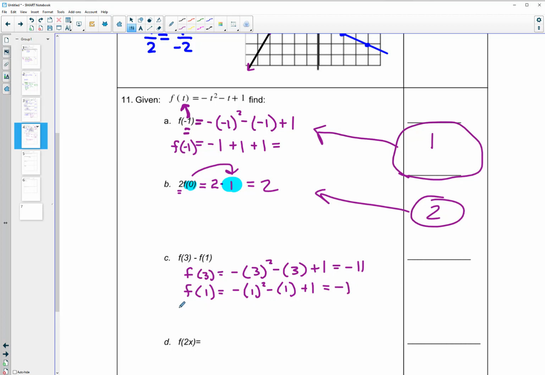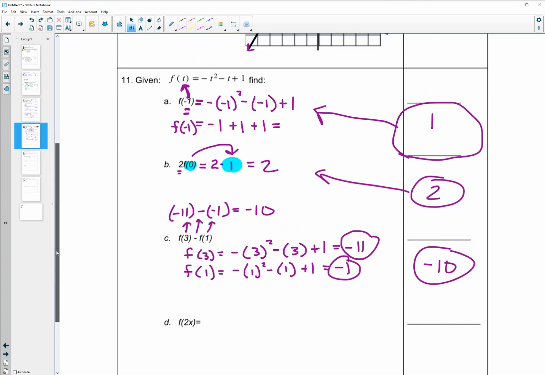So finally, we're going to subtract these two. We're going to take f of 3, right? f of 3 is negative 11. Okay, we're going to take f of 1, which is negative 1. See, these two, and we're going to subtract the two. Notice my subtraction symbol, right? So negative 11 minus negative 1. Well, that's a plus 1, so it's negative 10.